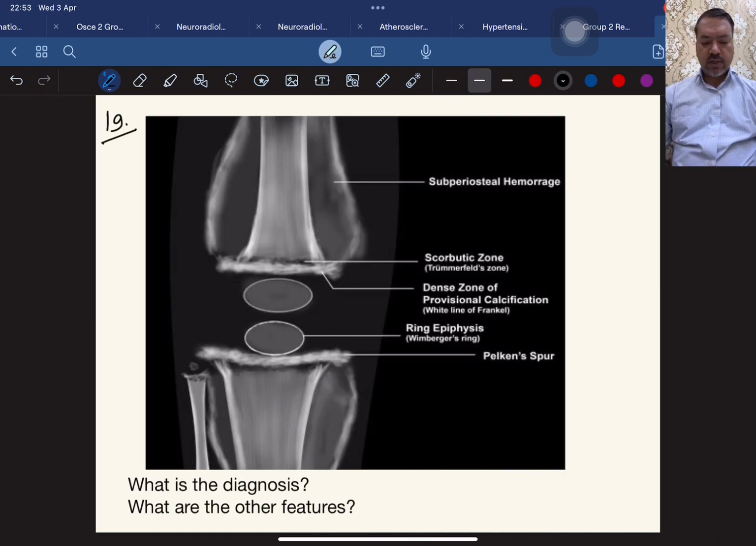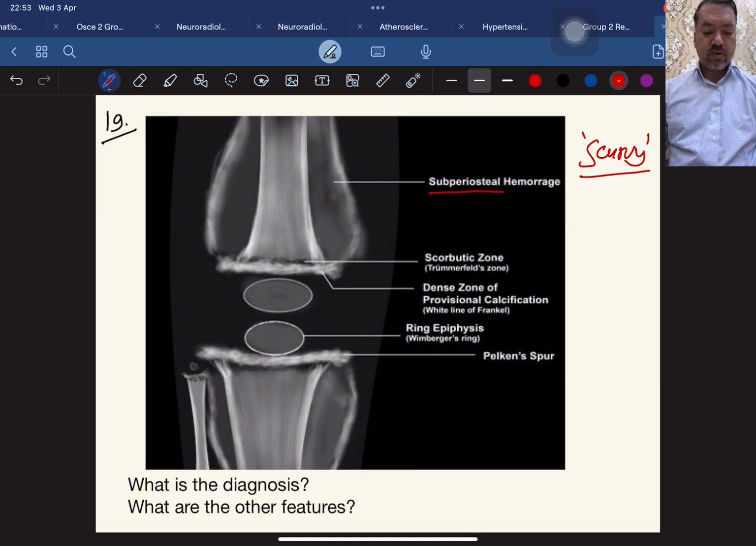Another is, see here, this is a case of scurvy. In scurvy, these are typical findings. There will be subperiosteal hemorrhage because scurvy occurs because of vitamin C deficiency, and vitamin C is very much necessary for the synthesis of collagen. So there is decreased or inadequate collagen formation. As a result of that, there will be subperiosteal hemorrhage, which results in a very painful condition.